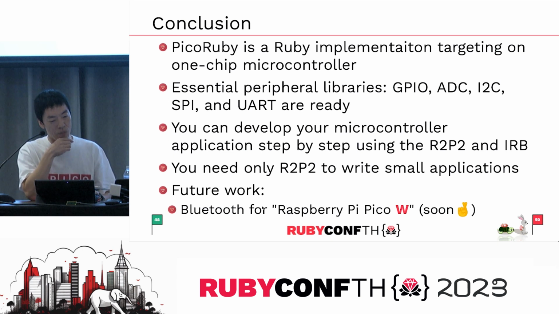PicoRuby is a Ruby implementation targeting one-chip microcontrollers. Essential peripheral libraries such as GPIO, ADC, I2C, SPI, and UART are ready. You can develop your microcontroller application step by step using R2P2 and IRB. You need only R2P2 to write small applications. I'm now working on a Bluetooth feature for Raspberry Pi Pico W.